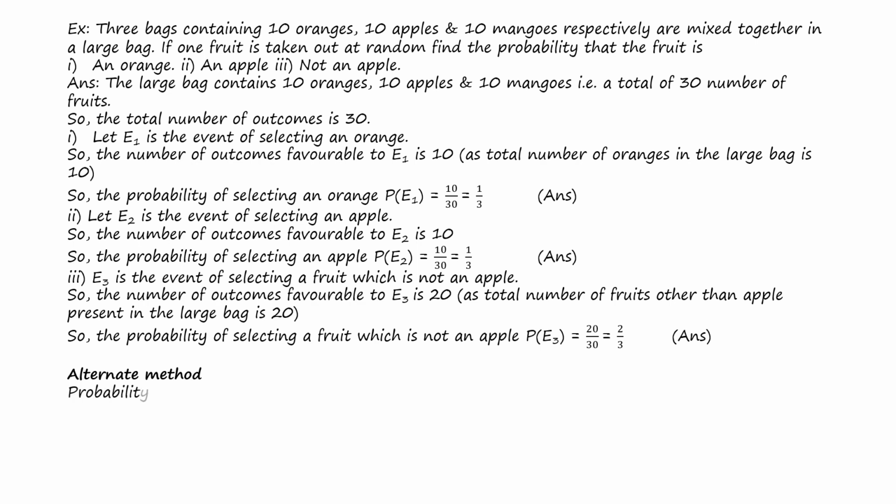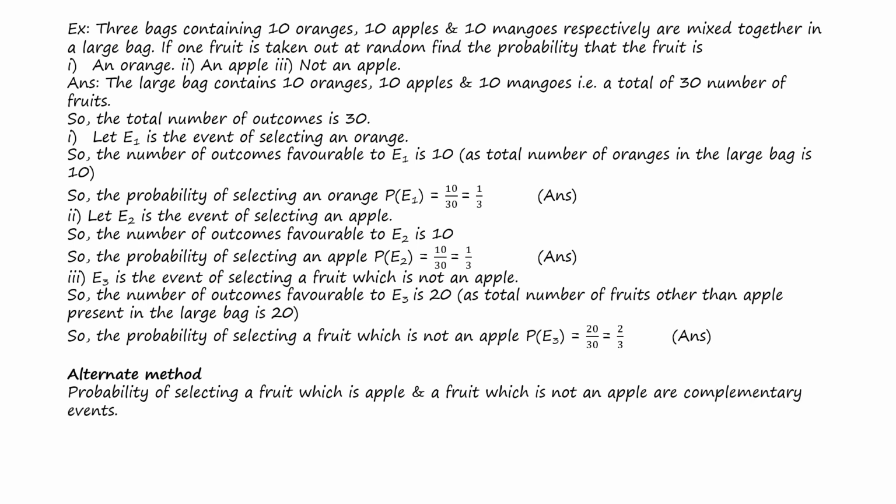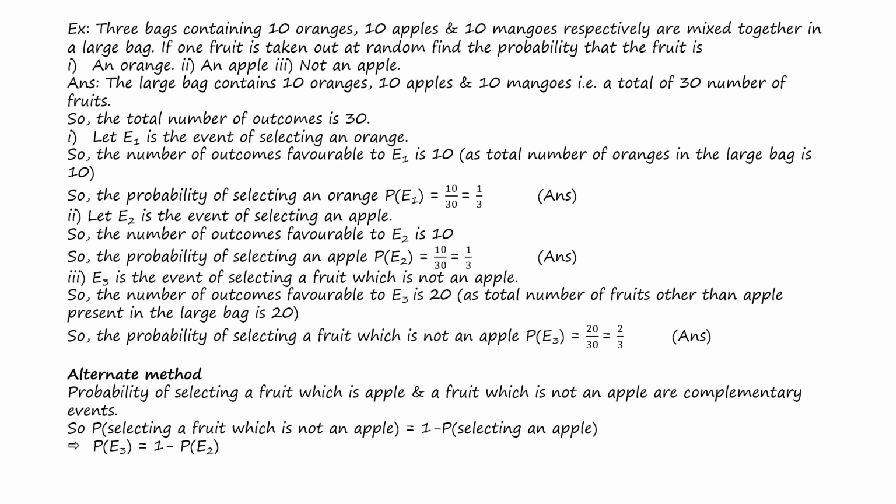Or alternately we can do it this way: selecting a fruit which is not an apple and selecting a fruit which is an apple are complementary events, and we know the sum of the probabilities of complementary events is always 1. So you can write, probability of selecting a fruit which is not an apple equals 1 minus probability of selecting an apple. This implies P(E3) equals 1 minus P(E2), or 1 minus 1 by 3, which is nothing but 2 by 3. That's it.